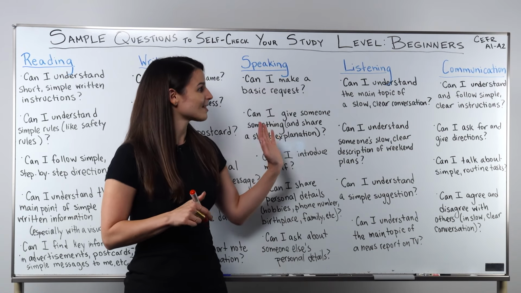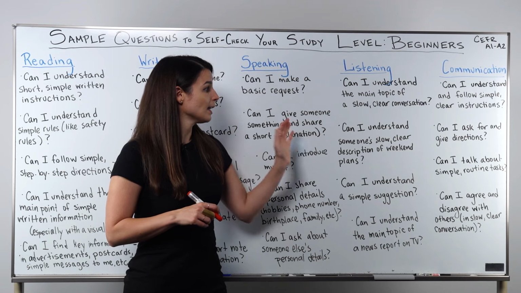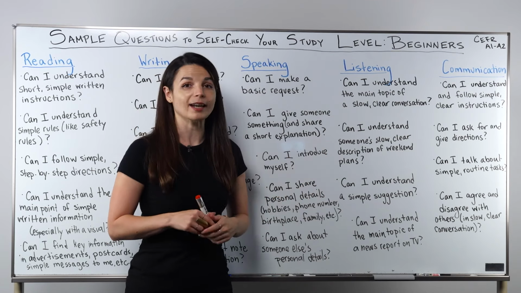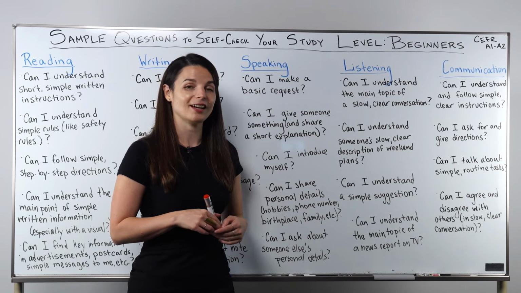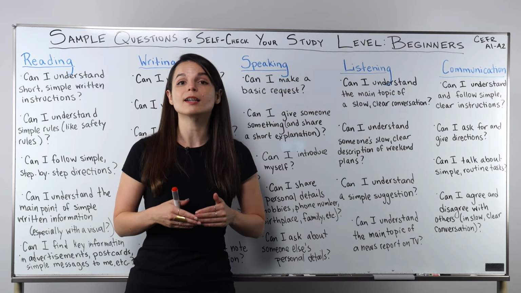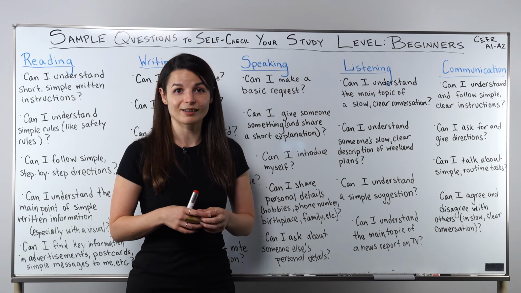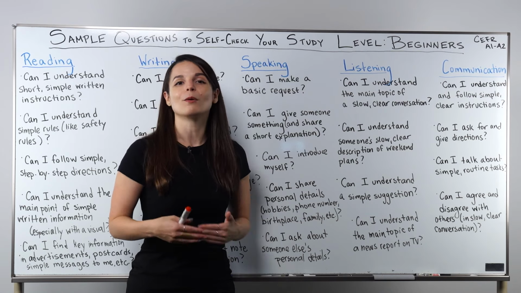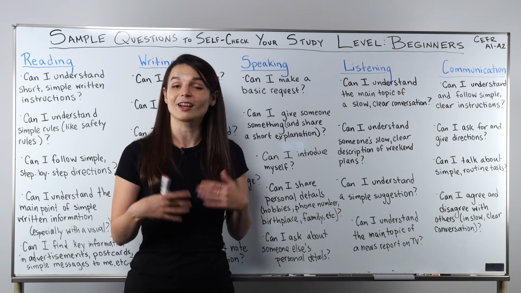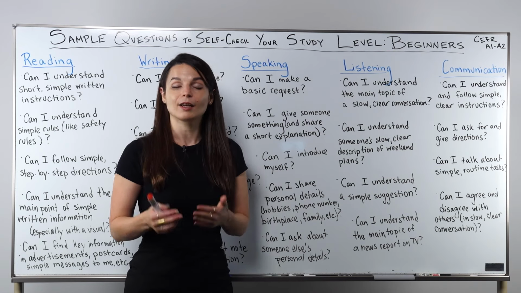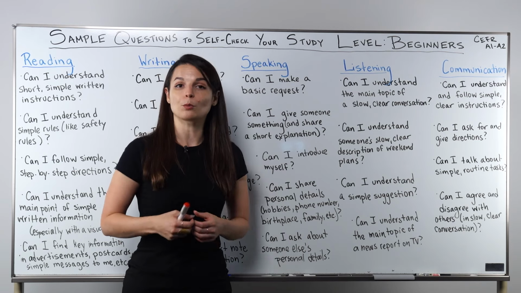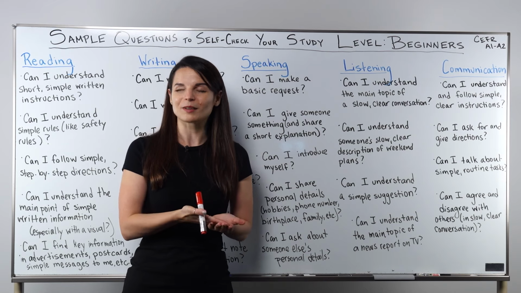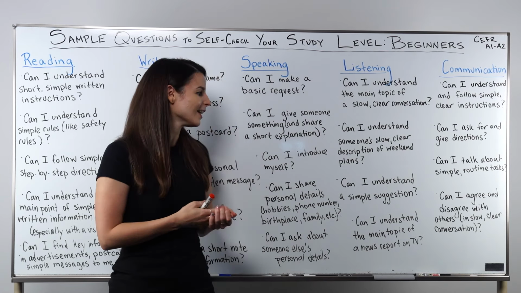Okay, next. Can I understand someone's slow, clear description of weekend plans? For example, if someone says, this weekend I'm going hiking with my friends. Can you understand something like that? Slow, clear, simple weekend plans. So again, answer yes, no, or a little bit. It's kind of difficult.